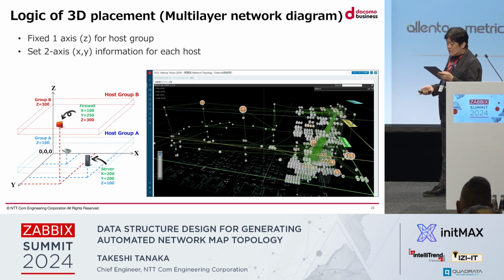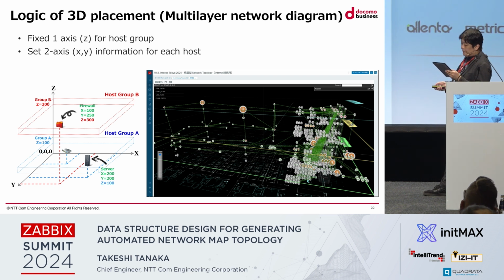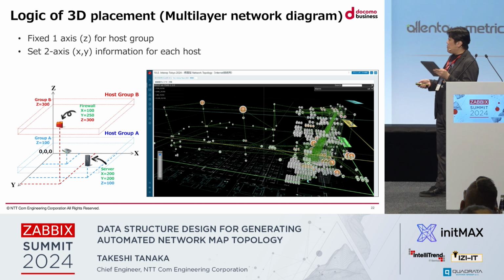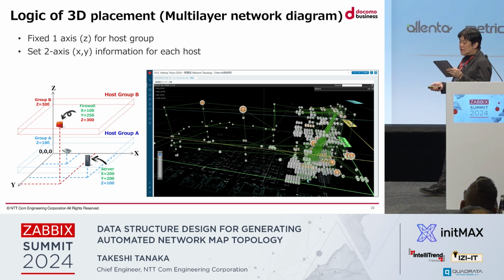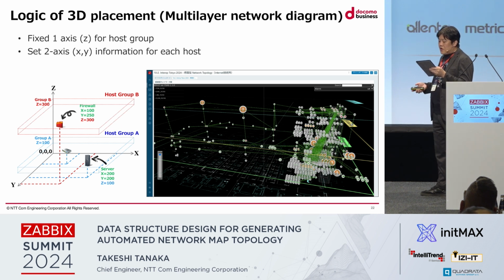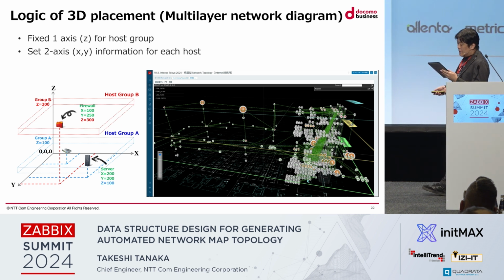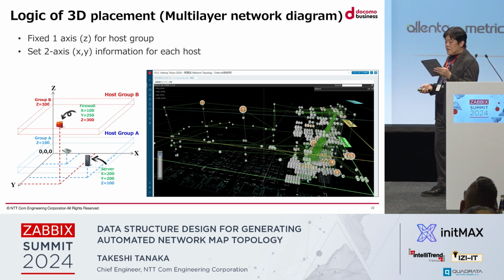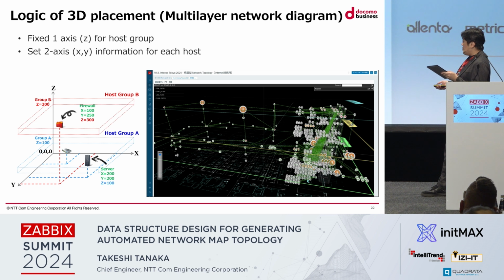The second method is drawing the host group in multiple layers. Set the z-axis for the host group, and the x-axis and y-axis for hosts. Those generate the network topology. An overlapping floor plan image can be used to visualize network structure and location information.